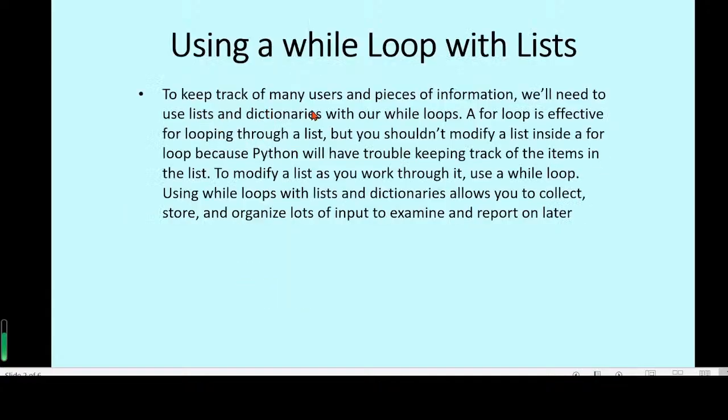To keep track of many users and pieces of information, we will need to use lists and dictionaries with our while loops. A for loop is effective for looping through a list, but you shouldn't modify a list inside a for loop because Python will have trouble keeping track of the items in the list. To modify a list as you work through it, use a while loop. Using while loops with lists and dictionaries allows you to collect, store, and organize lots of inputs to examine and report on later.